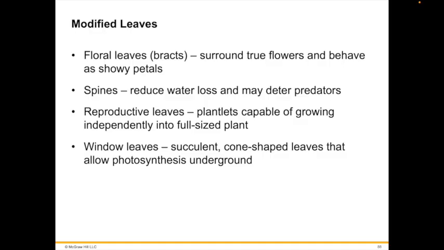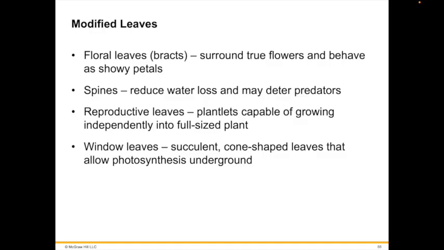Reproductive leaves. Some plants produce tiny but complete plantlets along their margins. Each plantlet, when separated from the leaf, is capable of growing independently into a full-sized plant. The walking fern produces new plantlets at the tips of its fronds. Although many species can regenerate a whole plant from isolated plant tissue, this in vivo regeneration is found among just a few species.